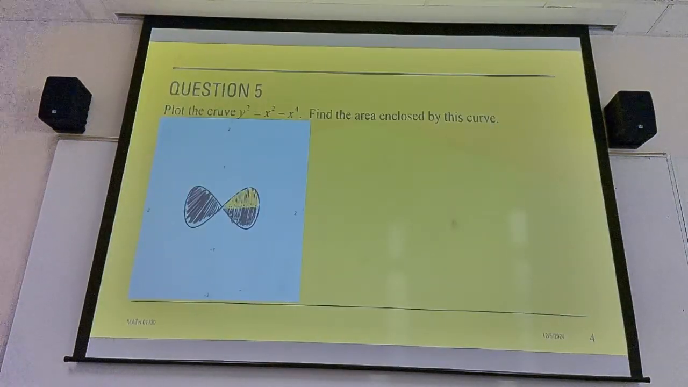But it's also symmetric about the x-axis. So if we just find that yellow area and then quadruple it, we found the total area. That is the route that I'm going to take.